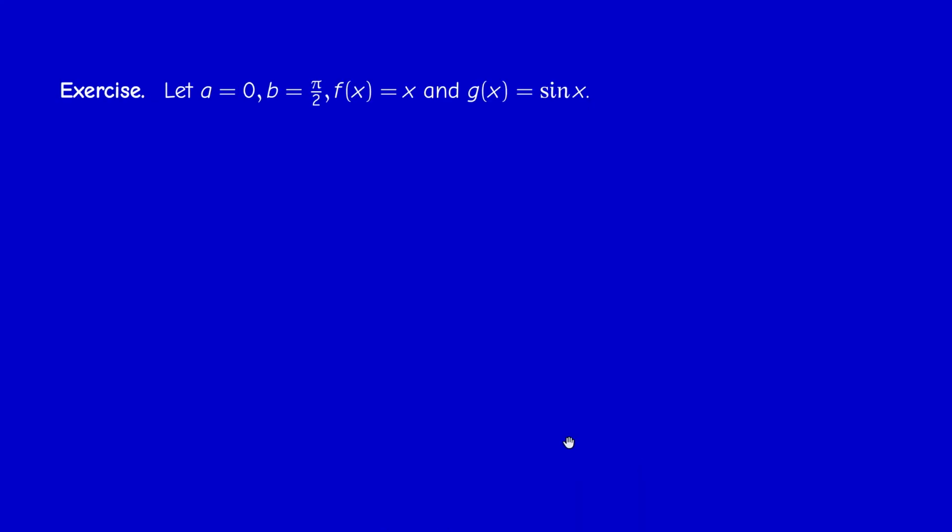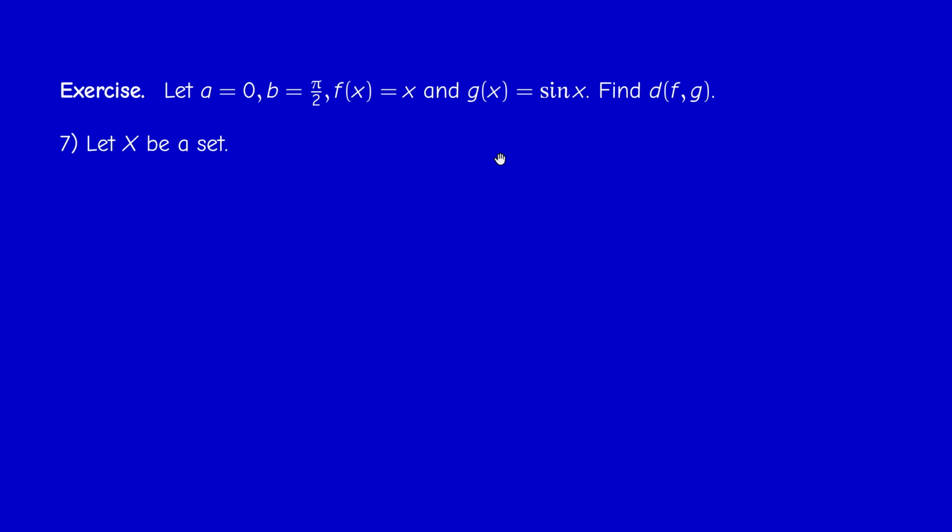And as an exercise, take a equals 0, b equals pi over 2, the same as before in the previous exercise, the identity and the sine function, and compute the distance between f and g for this distance and compare with the previous exercise. It's not the same result actually, because it's a different distance.